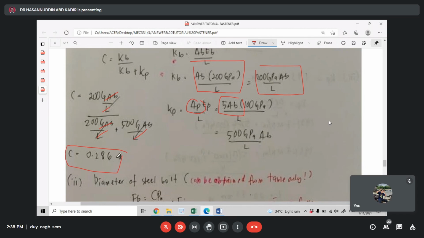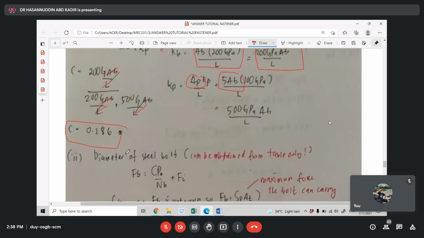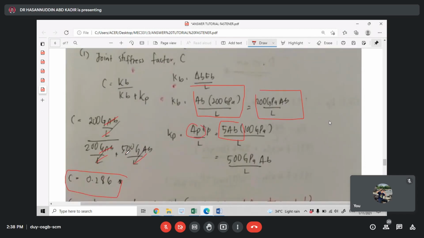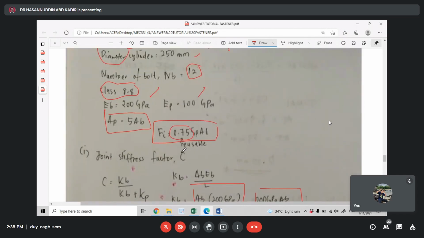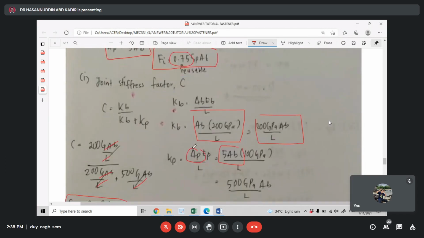So if you still have this unknown, so they have a problem lah bagi sini. So because you cannot proceed to another one to find the FB. Because from the FB we need to apply the C, the stiffness. Okay. Okay, make sure this one okay clear bahagian sini.